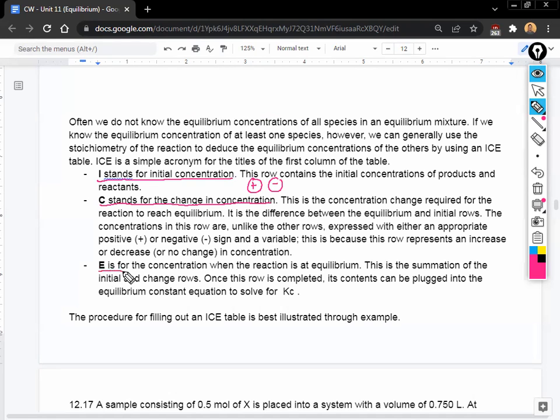Okay, so E is the concentration when the reaction is at equilibrium. So ICE. Okay. Ice cream, excellent. Okay. Equilibrium. So everything is for concentration. Initial concentration is I. C is change. E is equilibrium concentration. Okay. So you guys know what all the parts of an ICE table stand for. And now we're going to learn how to use an ICE table.